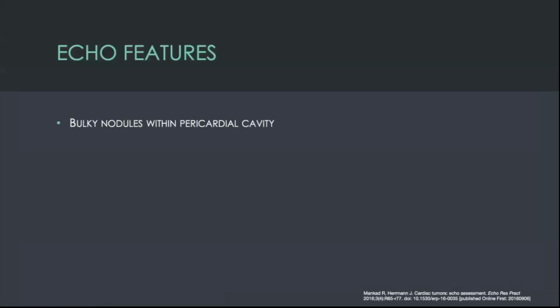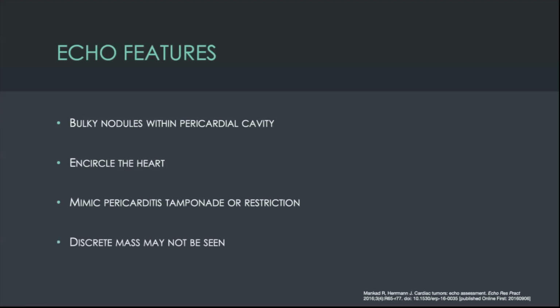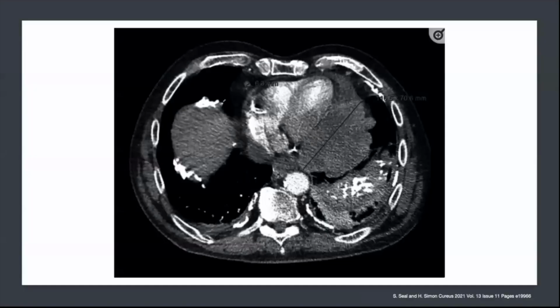Echo features: you can get bulky nodules within the pericardial cavity. It can encircle the heart. It can mimic pericarditis or tamponade or restriction. And a discrete mass may not be seen, so you might not actually see a cardiac mass here. This is a nice picture of a CT scan from a paper in 2021, which just shows that you see the heart here on CT, just to point it out. And then you have this big mass here that's sitting outside the heart, with irregular borders consistent with a cardiac mesothelioma.